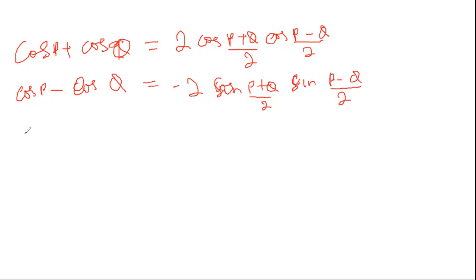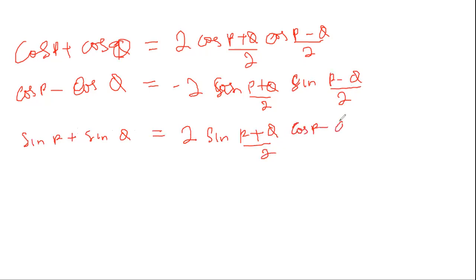Then we have the ones of sine. So we have sine of P plus sine of Q. This one is 2 sine of (P plus Q), we divide this by 2, and then cos of (P minus Q), still divided by 2.